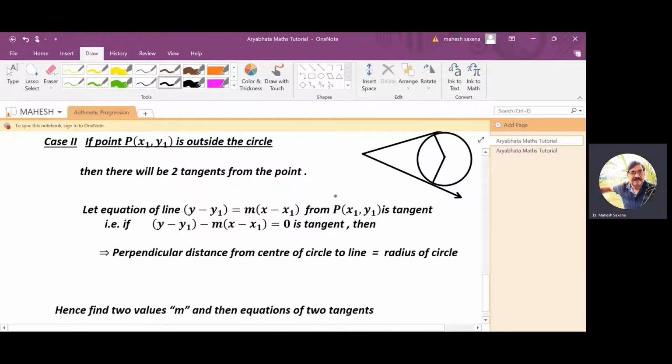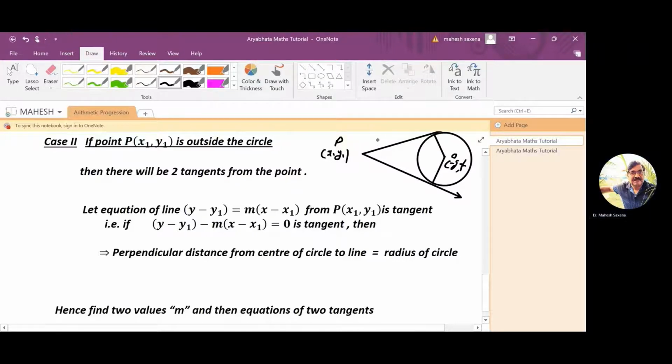Now we take the third case. If point P(x1, y1) is outside the circle, suppose this is the point P(x1, y1) and it is outside the circle whose center is O, that is (-g, -f). Therefore, it is clear that from P, two tangents can be drawn on this circle.